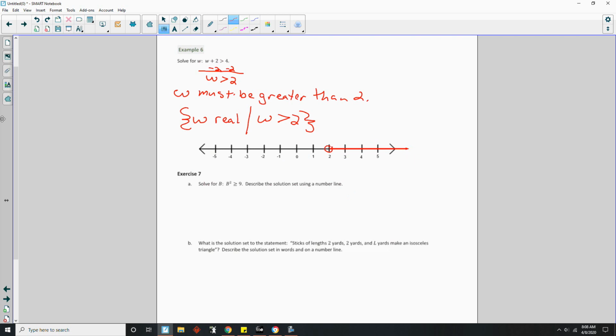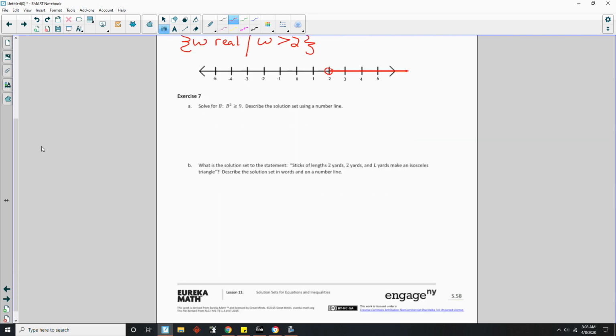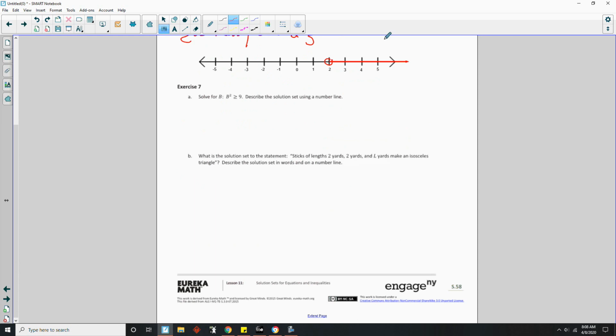Exercise 7 says to solve for b, where b squared is greater than or equal to 9. Describe the solution set using a number line. Okay, so the first thing I would do is take the square root of b squared. It has to be greater than or equal to the plus or minus square root of 9. That would give me b has to be greater than or equal to plus or minus 3. Okay, so in this situation we have to be careful. If I choose 0, is it true or false? So that's what I would do.